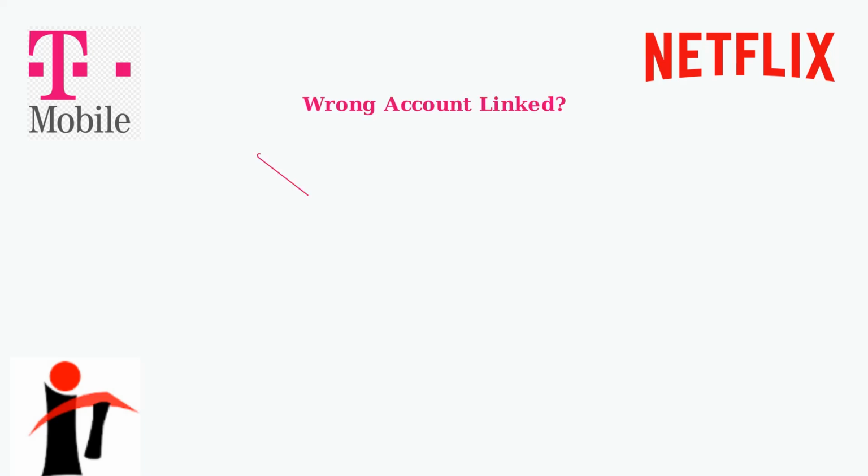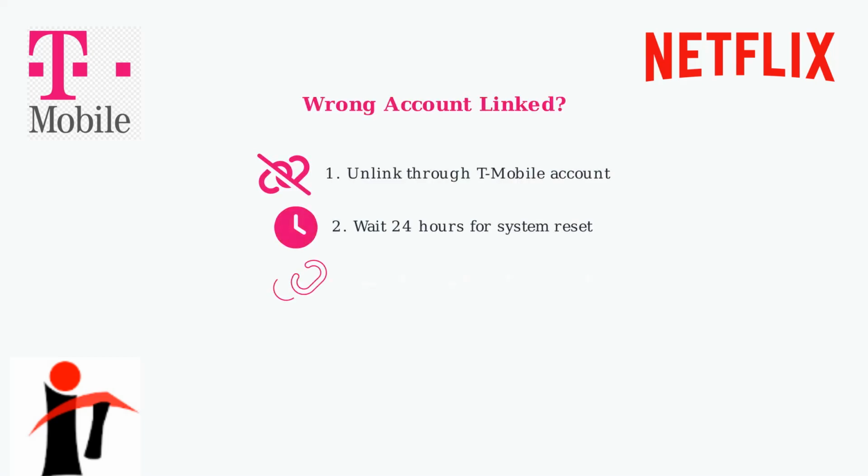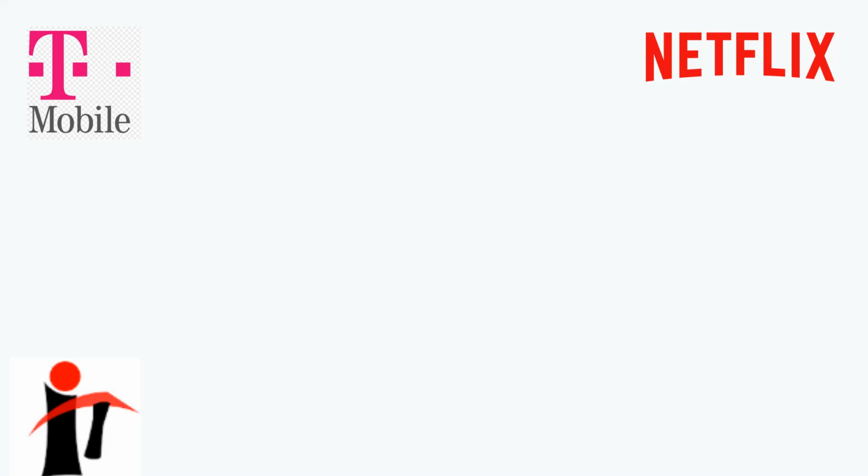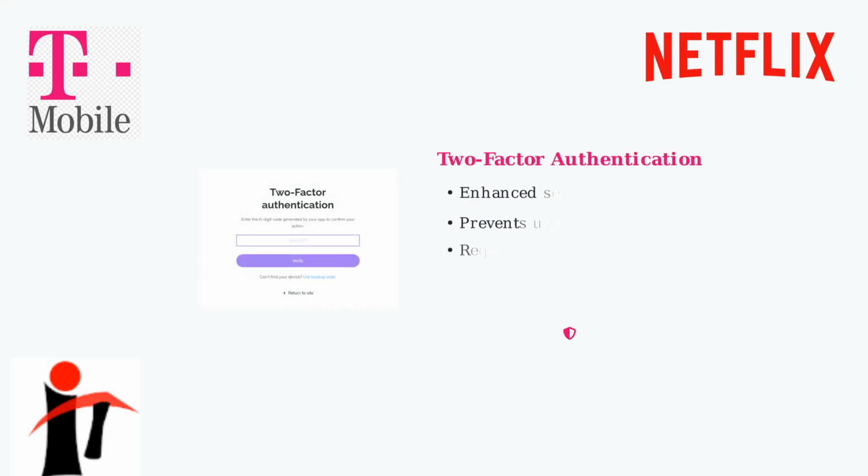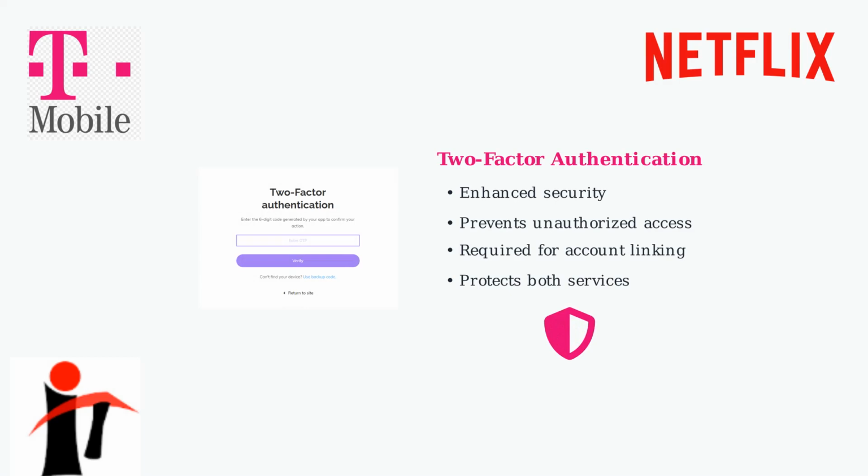If you've accidentally linked the wrong Netflix account, you can fix this by unlinking through your T-Mobile account, waiting 24 hours, and then relinking the correct account. This waiting period is essential for the system to reset properly. Finally, always complete two-factor authentication when required during the linking process. This security step ensures your accounts remain protected and helps prevent unauthorized access to your Netflix and T-Mobile services.